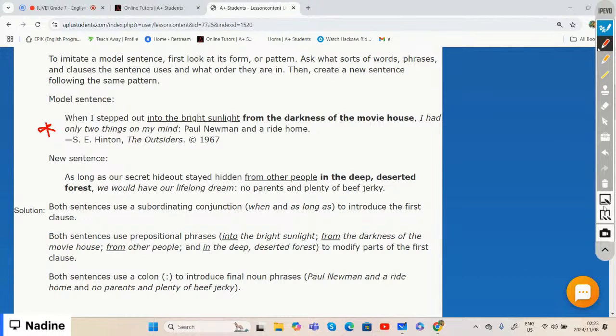And also both sentences use colons over here. The colon that we have there is to introduce the final noun phrase of that sentence or the clause. And that is either no parents and plenty of beef jerky, or the final one, Paul Newman and a ride home. And that is after the colon.